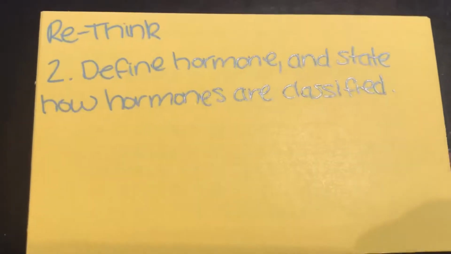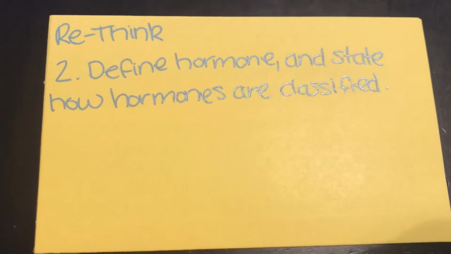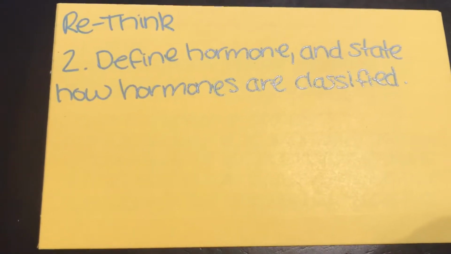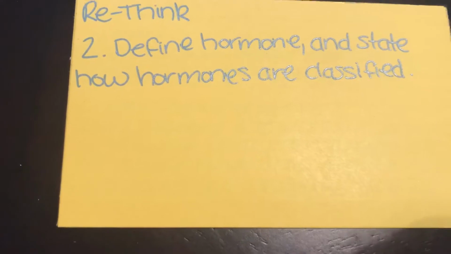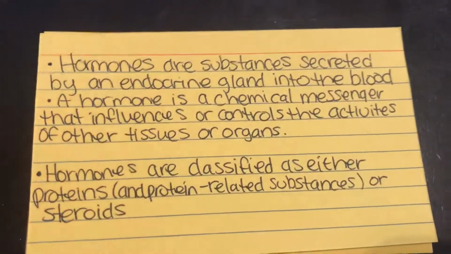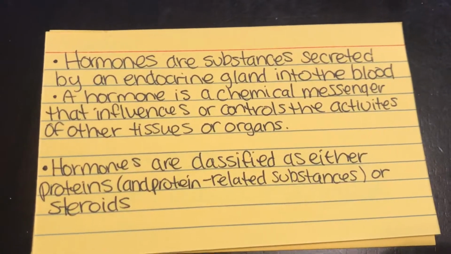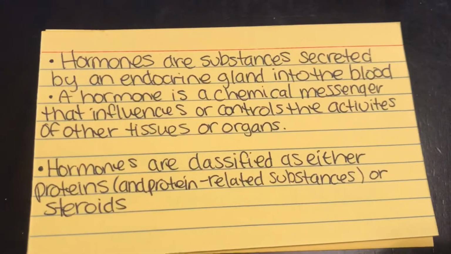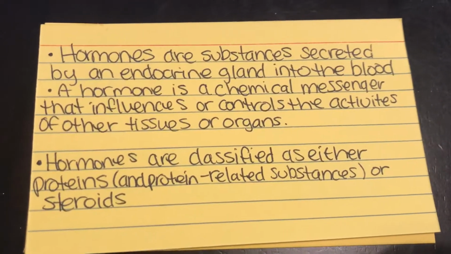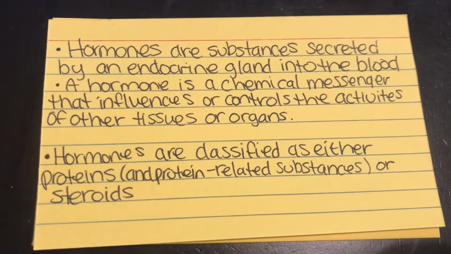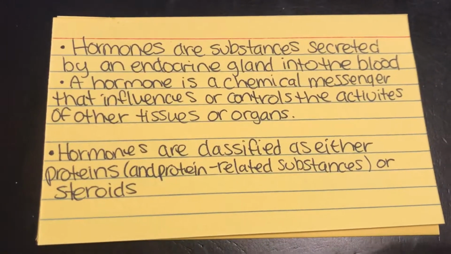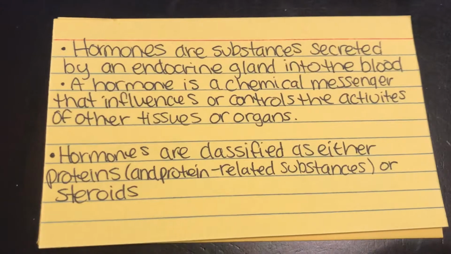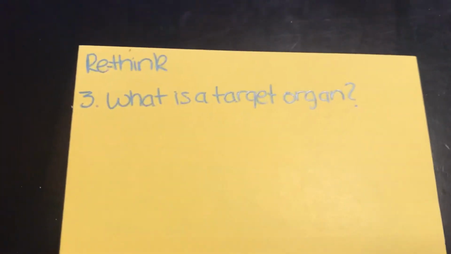Number 2, define hormone and state how hormones are classified. Hormones are substances secreted by an endocrine gland into the blood. A hormone is a chemical messenger that influences or controls the activities of other tissues or organs. Hormones are classified as either proteins and protein-related substances or steroids.